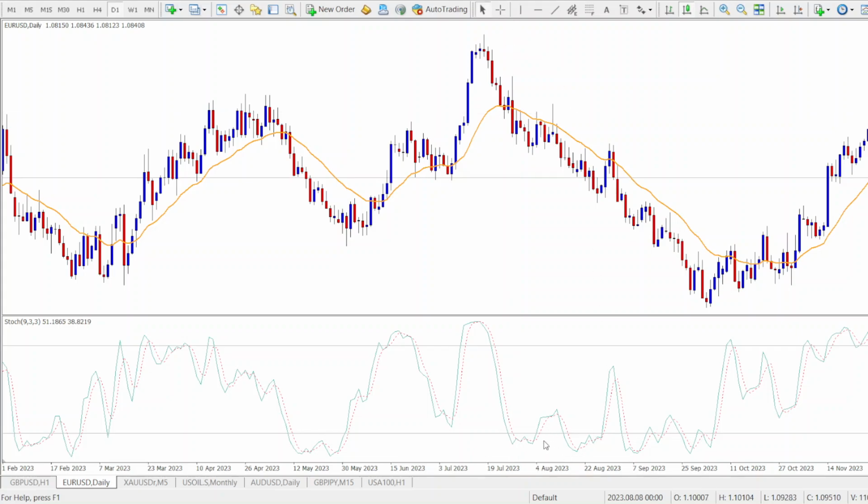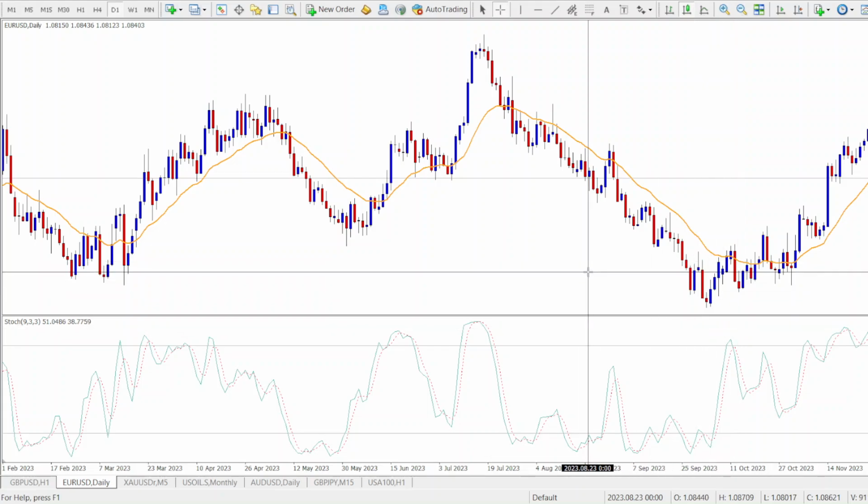So when the stochastic gives you an exit signal, try to confirm the signal with the moving average as well. So we would have exited around here after the price of the asset cut above the moving average. All right, so that would have been a good place to exit.